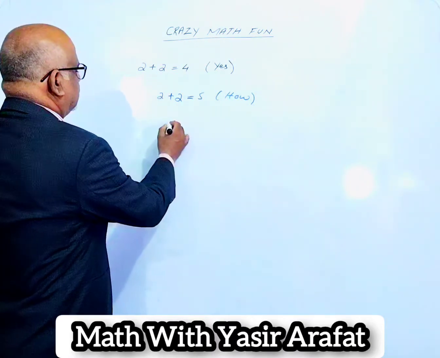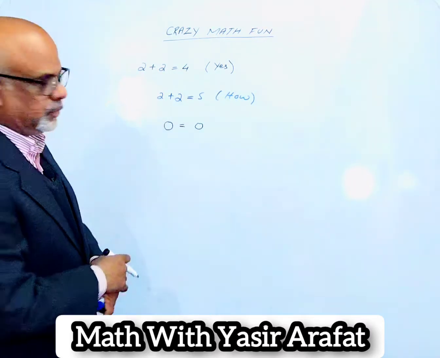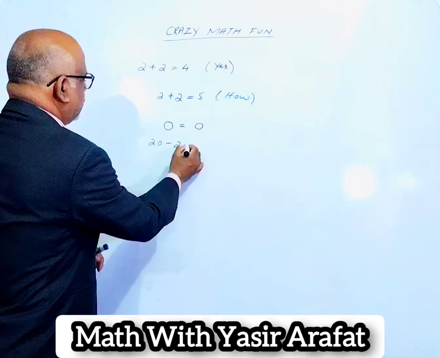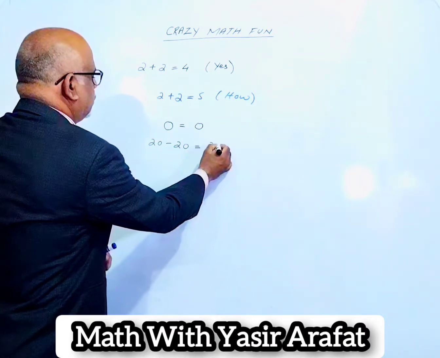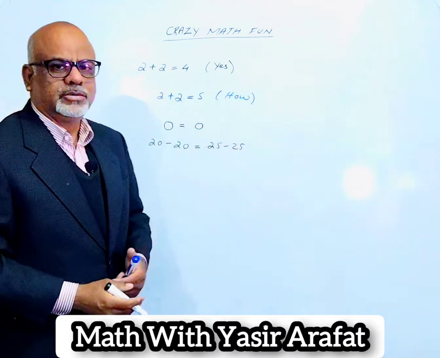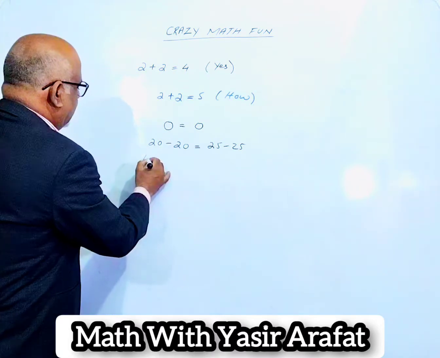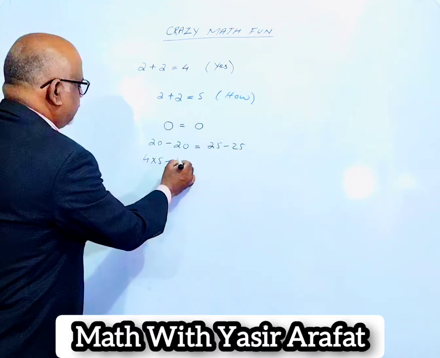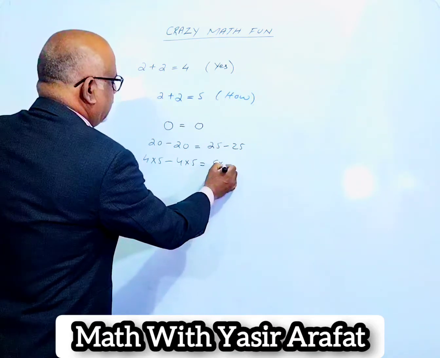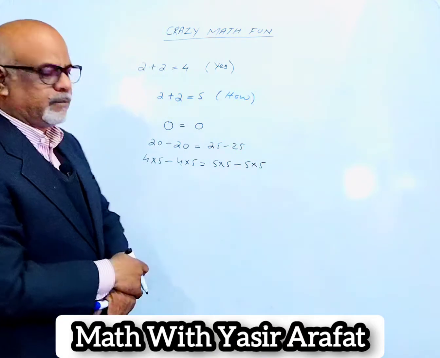We can write down this 0, it is equal to 0. Then this is 20 minus 20, it is equal to 25 minus 25. Yes, 0 is equal to 0. We can write down this statement in this form. This is 20, we can write 4 multiplied by 5, and this is 25, 5 multiplied by 5.